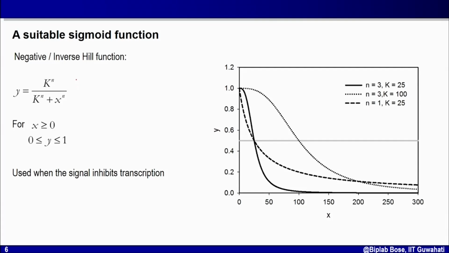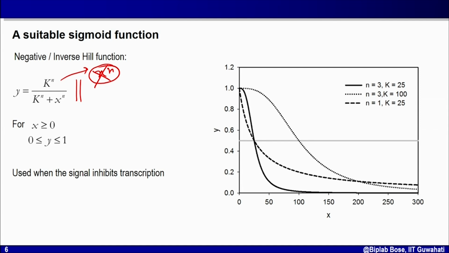But for an inhibitory signal, the rate of transcription drops. So I require another function. I can tweak the Hill function and get this inverse Hill function, where you don't have x to the power n in the numerator. Rather you have k to the power n, that is the Hill constant to the power n, divided by the same denominator, k to the power n plus x to the power n.